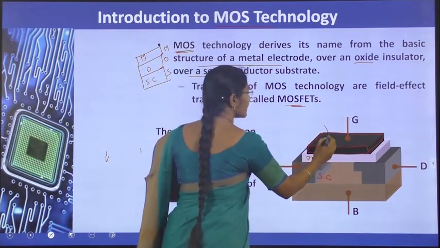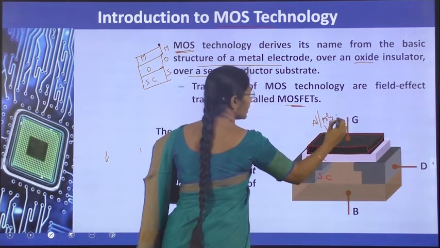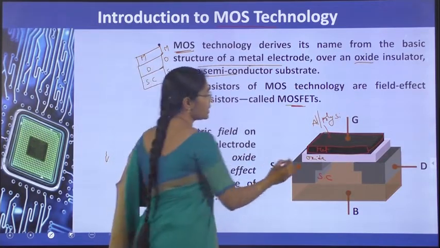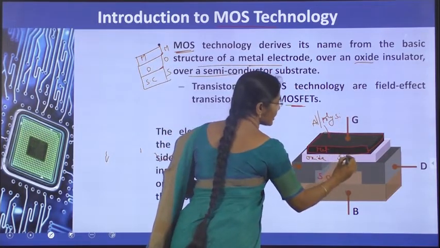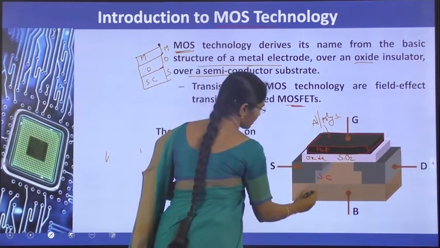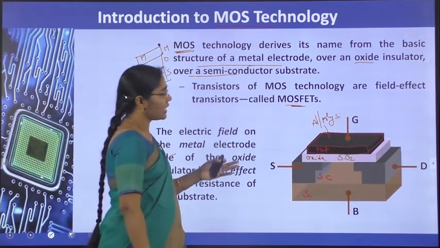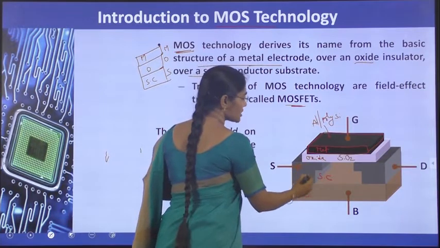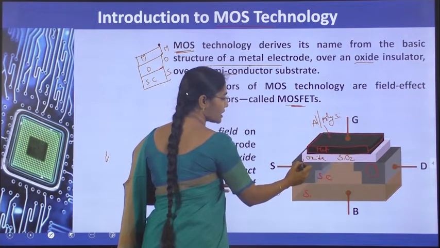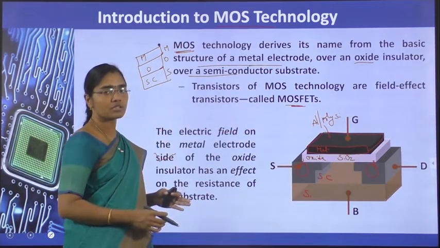Generally, this metal layer is either aluminum or polysilicon. In olden days aluminum was used as a gate; now polysilicon is used. This oxide is silicon dioxide, and the semiconductor is either an N-type or P-type silicon substrate. Here the source and the drain are taken from the substrate structure, and the gate extends over the two ends, the source and drain parts.